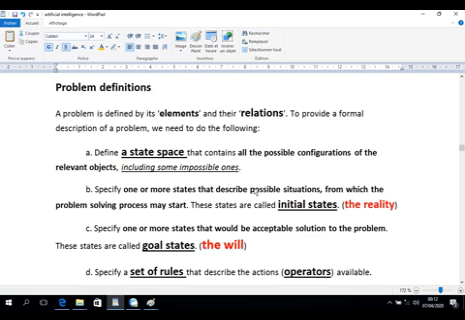Fine. Now let's move to the formal description of a problem. So how do we describe a problem? How do we define a problem? A problem is defined by its elements and their relations. To provide a formal description of a problem, we need to do the following. A. Define a state space that contains all the possible configurations of the relevant objects. So that is what we should do, to define the state space.